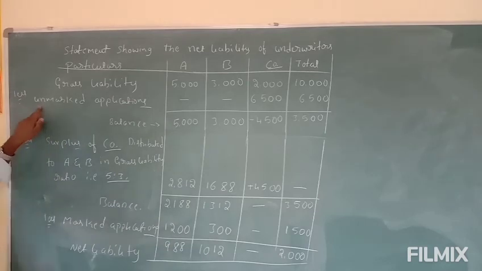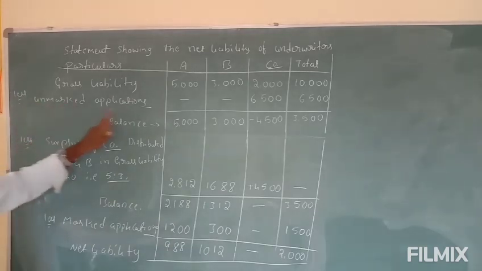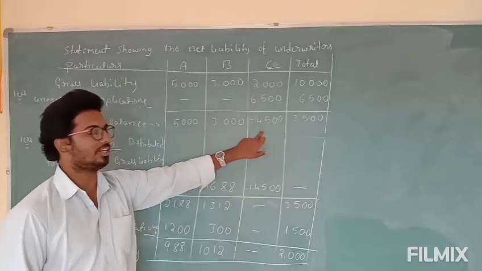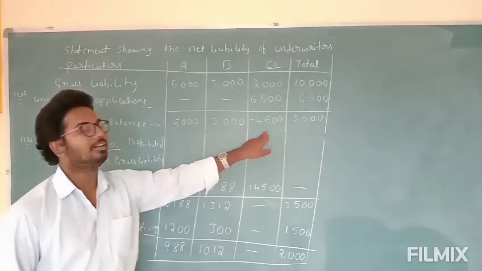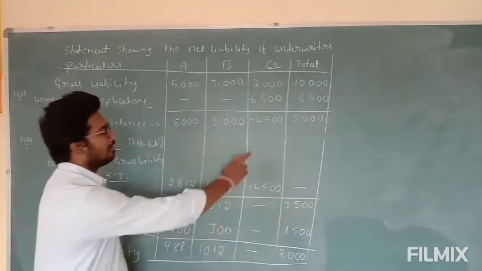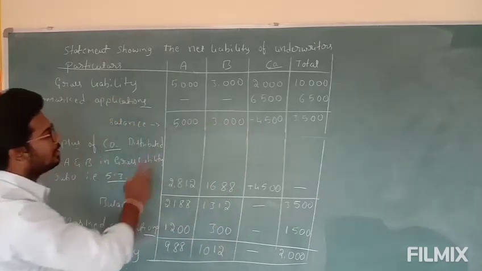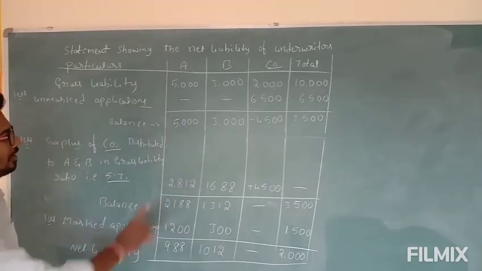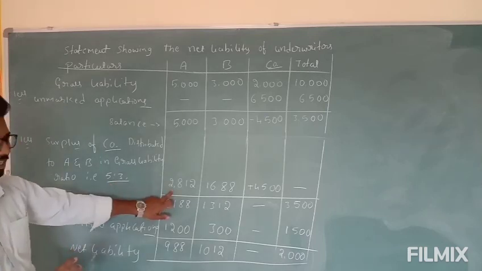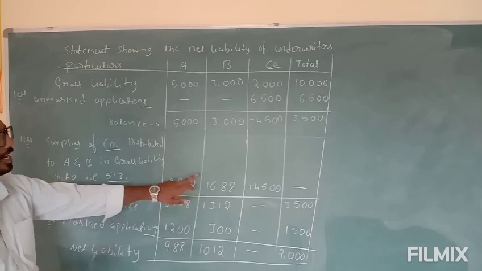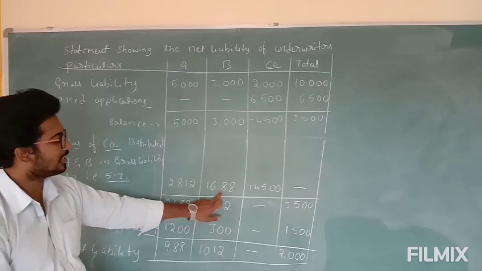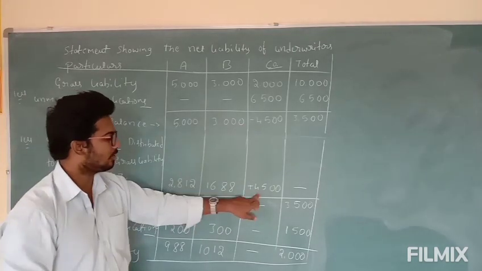I already told you whatever the unmarked applications they have given relate only to the company. So 2000 minus 6500 you will get a negative figure. So a negative figure is what is called surplus. So when you get a surplus, that surplus you have to adjust to the remaining underwriters. So here the company's surplus you readjust to both A and B in their gross liability ratio. 4500 into 5 by 8 you should do. You will get 2812. Again 4500 into 3 by 8 you should do. You will get 1688. So you adjust the full surplus. So it will become nil.